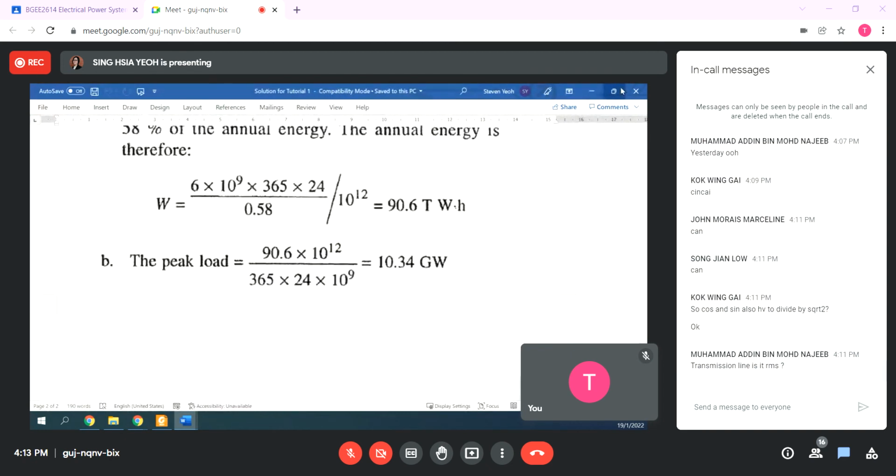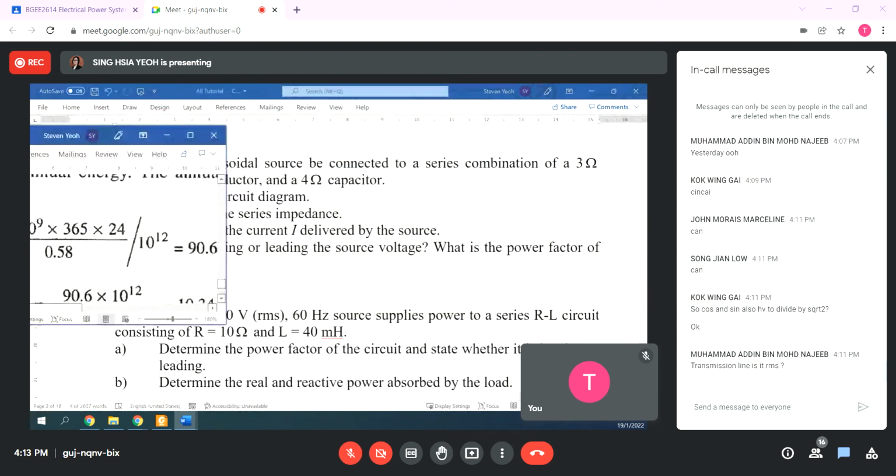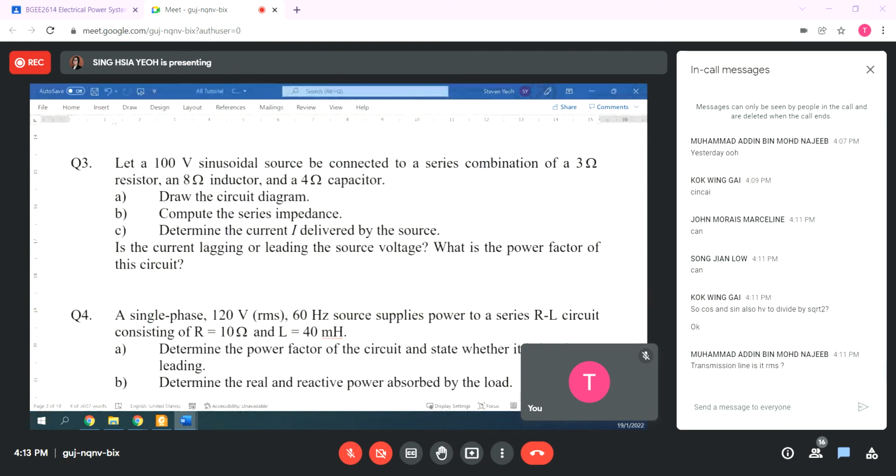Question C cannot put here. Later you copy and answer, then you don't want to do. Okay. Question 3, I don't have that. This one only tutorial 1. Yeah. Can you get it?